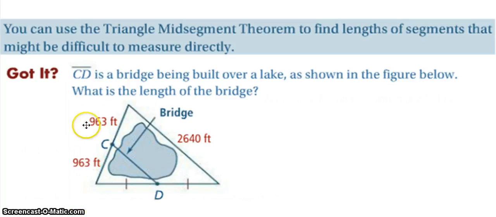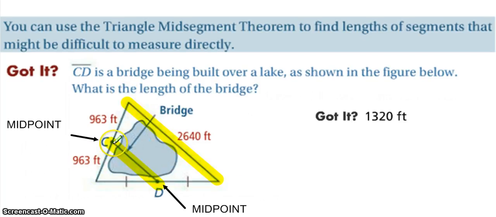I'm given the lengths here, and I'm also given this long side over here. Because we noticed here that C is a midpoint and D is a midpoint, we know that the segment that connects the 2 midpoints will be half that of its corresponding triangle base. So I just take this measure, cut it in half, and find my answer being 1,320 feet.